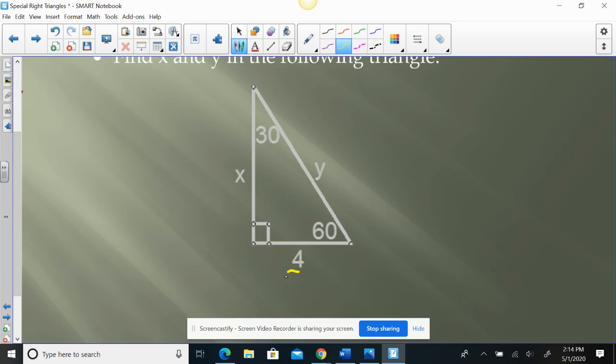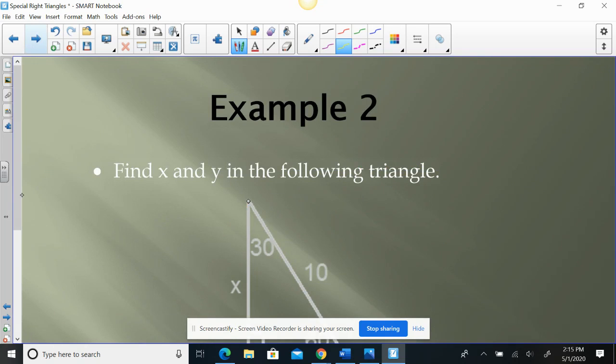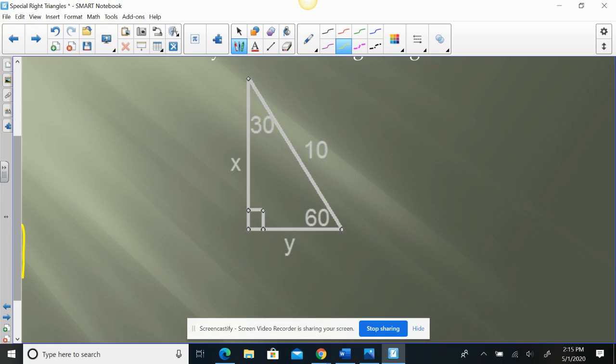All right, once again, we have short leg. Here's my hypotenuse. Here's my long leg. So I'm going to use the rules for this one. I'm imagining my equilateral, which means my hypotenuse is just twice my short leg. So y is 8. My long leg is my short leg times the square root of 3. So 4 square root 3. Okay, let's try this one.